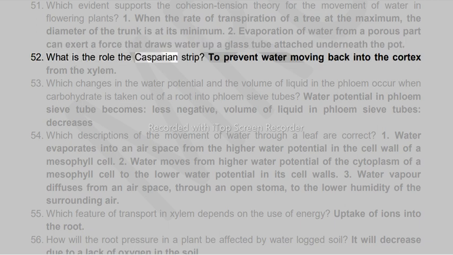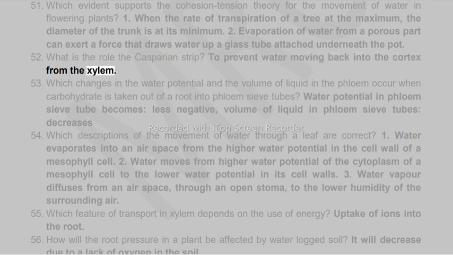52. What is the role of the Casparian strip? To prevent water moving back into the cortex from the xylem.